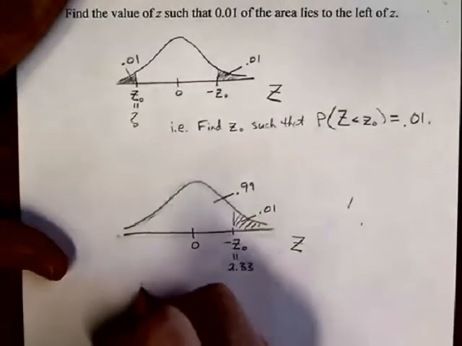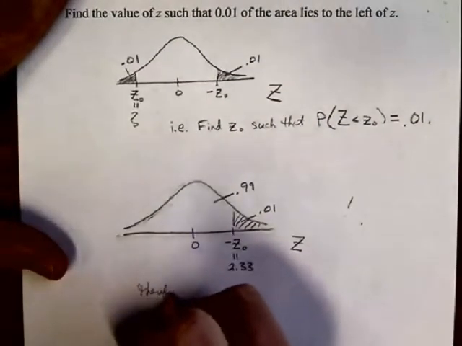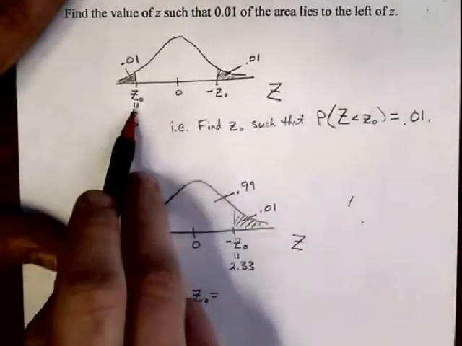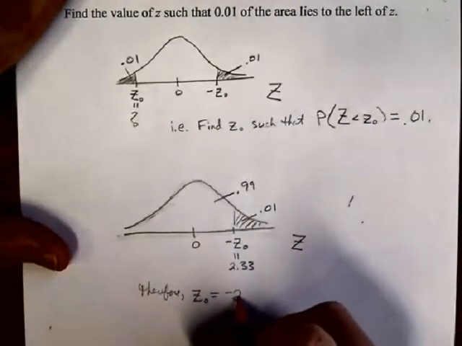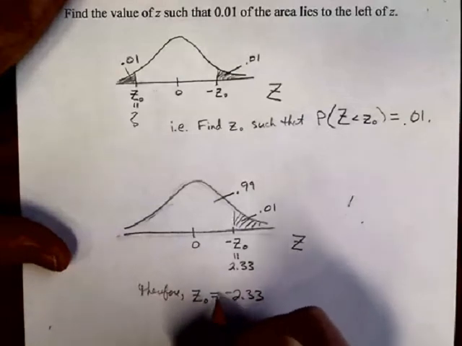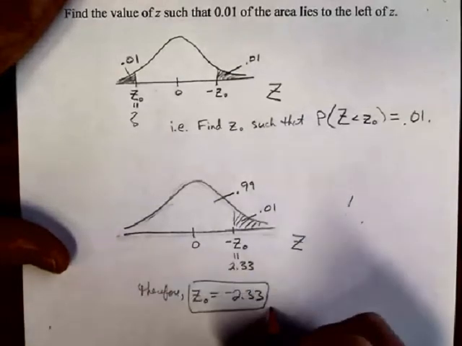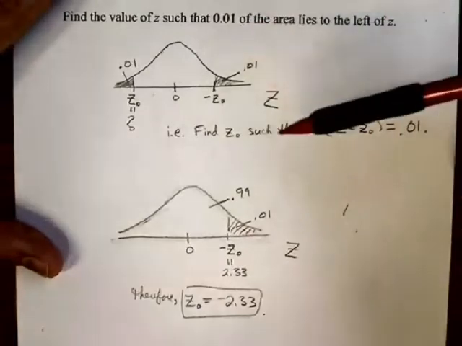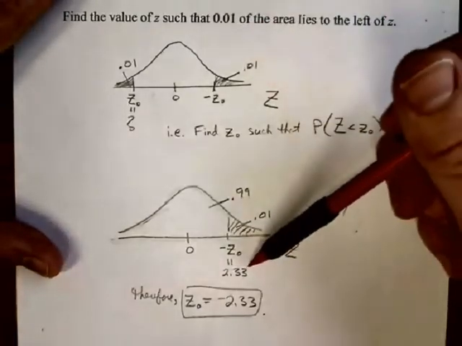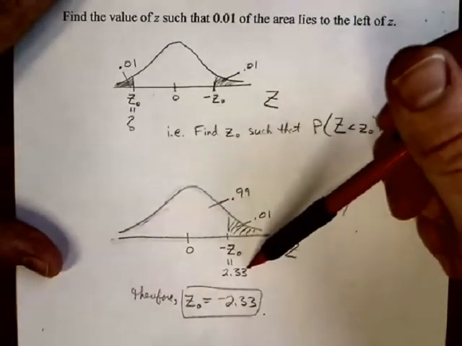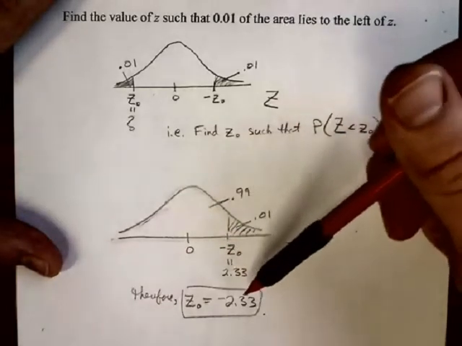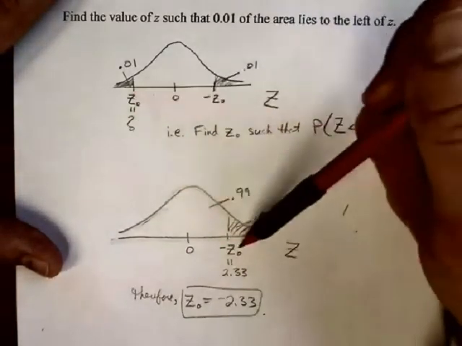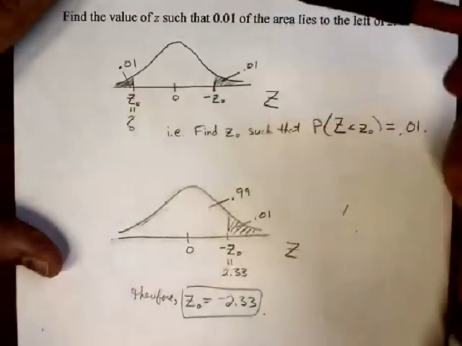So what does that mean z naught is? Therefore, the z naught that I wanted to find to begin with is negative 2.33. And that is the value of z that has this condition on it. Notice, again, this is positive. It makes sense because it's to the right of 0 on the picture. And this value is just the negative quantity of this, but in the left tail of the picture here.